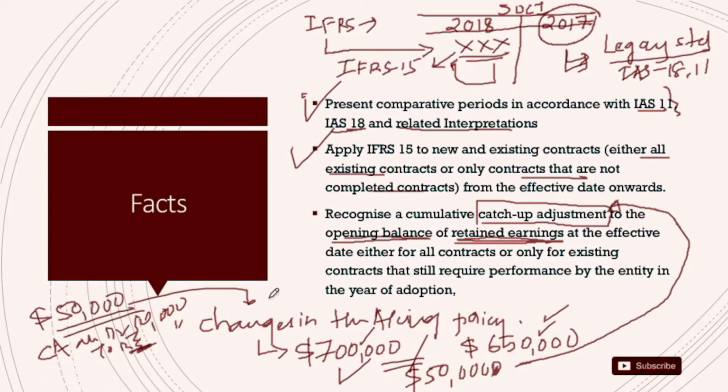The same could happen if the amount recorded is more than the amount that should have been recorded. Then in such a case, retained earnings would have a debit entry and a credit entry to the respective accounts. So this is what we mean by catch-up adjustments.